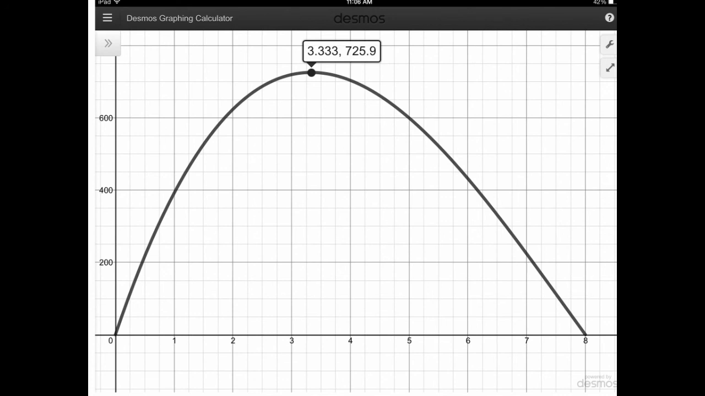All right, so here's the graph of the volume function, and you can see that 3 1/3 or 10/3 is indeed the x value corresponding to our max, and if it actually asked for the maximum volume, you would plug 10/3 into your volume function and you would say 725.9 cubic inches.